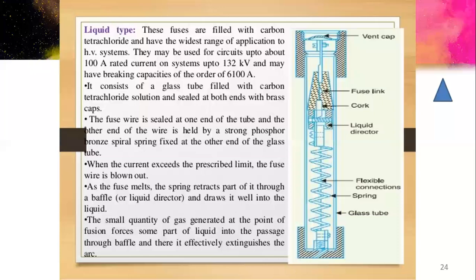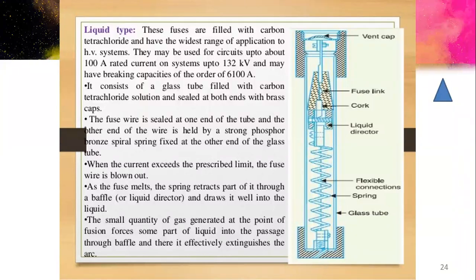These fuses are filled with carbon tetrachloride and have the widest range of application to high voltage systems. They may be used for circuits up to about 100 amperes rated current on a system up to 132 kV, that is, high voltage EHT substations up to 132 kV, and a current rating of 100 amperes, and may have a breaking capacity of nearly 6,100 amperes. It consists of a glass tube, as you have already seen, filled with a carbon tetrachloride solution and sealed at both ends with brass caps.